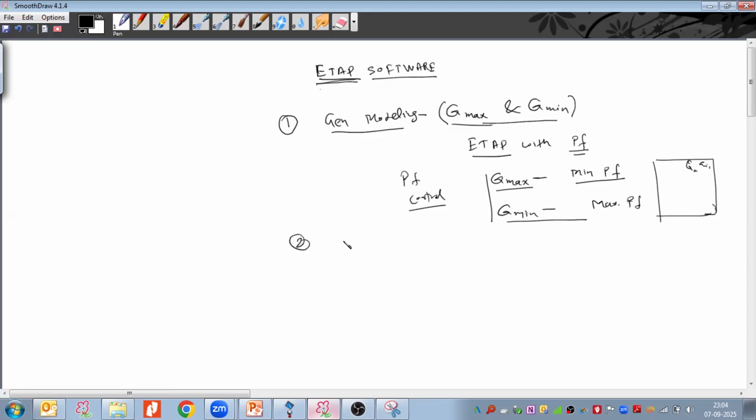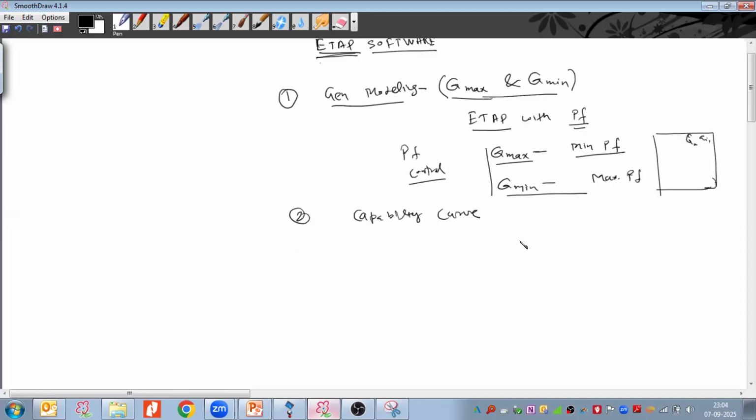A little bit we discussed briefly about the capability curve. Then we discussed how to draw this capability curve in ETAP as well. Otherwise, we take this curve from the particular generator manufacturer's capability curve, right? Then we discussed briefly, not in detail, about the governor mode, right? Briefly, and thereafter we discussed the transformer modeling.